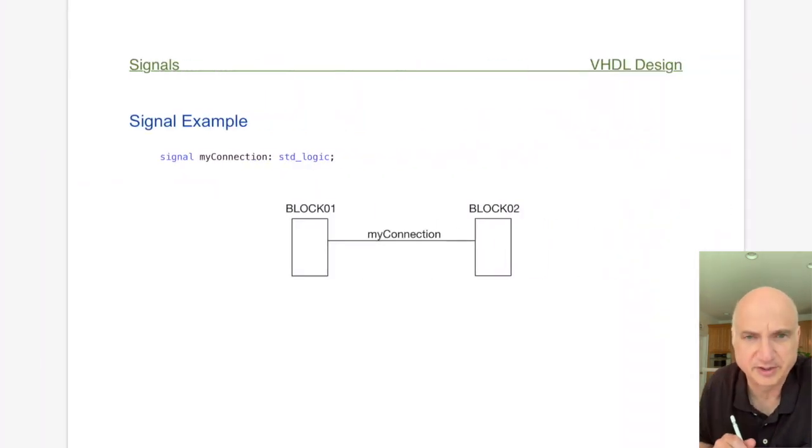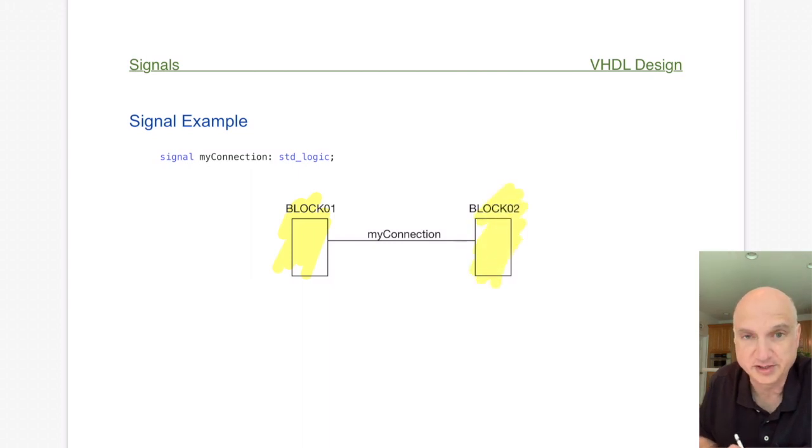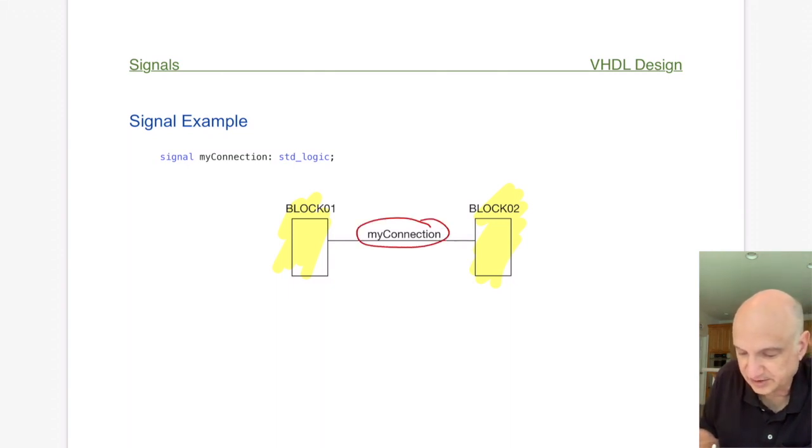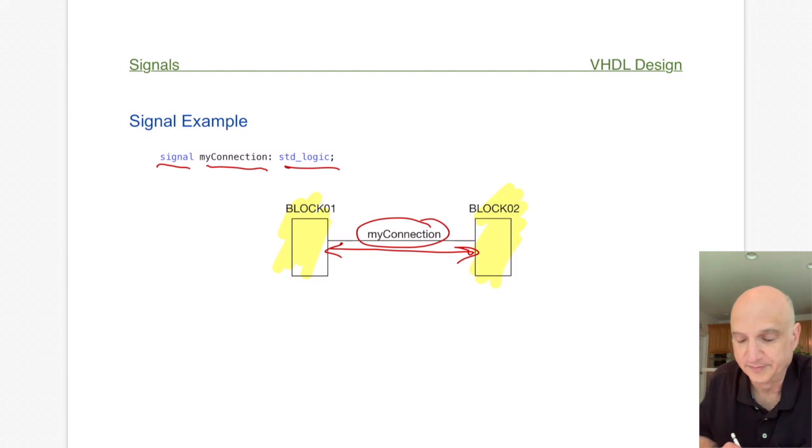Here's an example declaration of a signal and a little block diagram to show us how it interconnects parts of the design. Let's say we have block 1 here, which is part of our design. We want to connect it to block 2 of our design, and we need to do that by creating this signal called my connection. That connects these two blocks together. To declare that, we would use the keyword signal, the name of the signal, followed by the data type for the signal. And that's all we need.